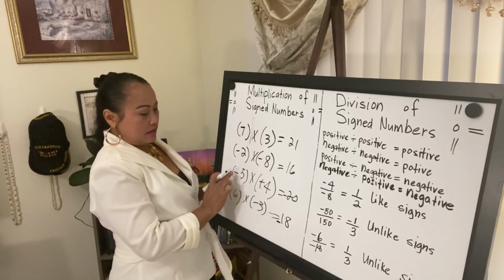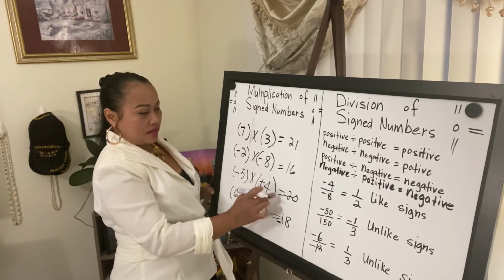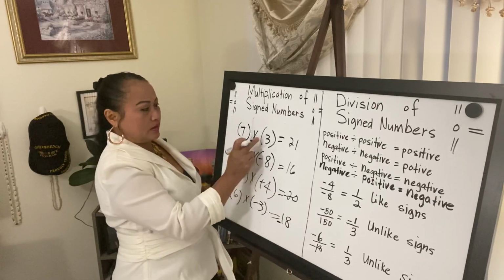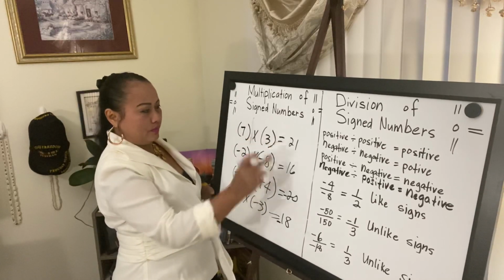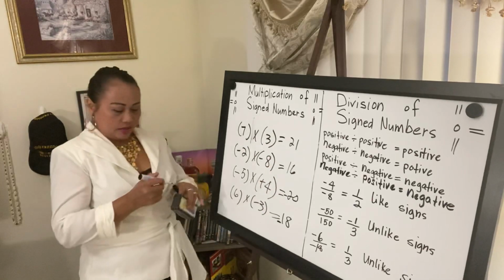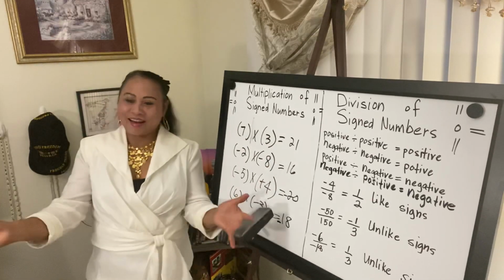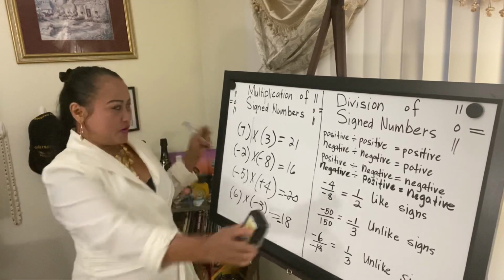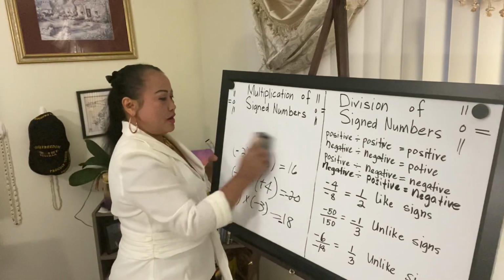This one is negative times negative equals positive. Positive times positive equals positive. It's very easy. Did you understand, class? I hope you understand. Okay, very good.